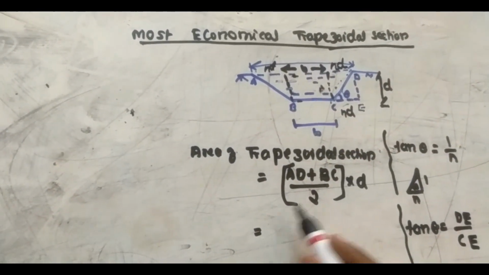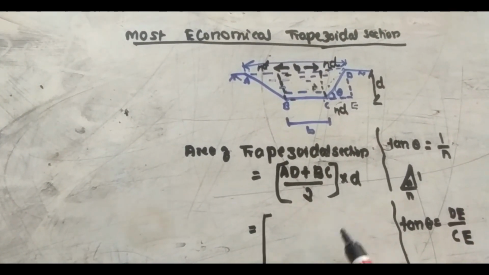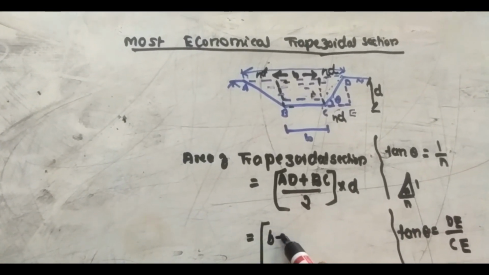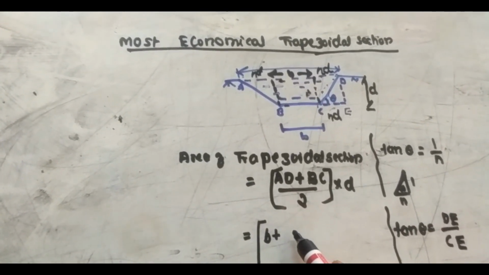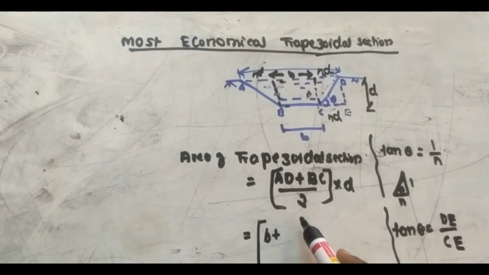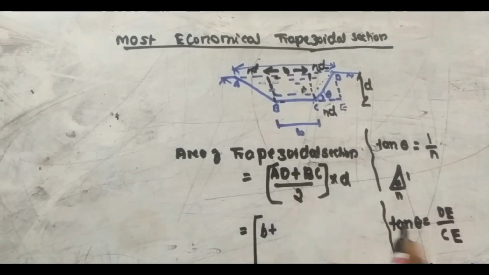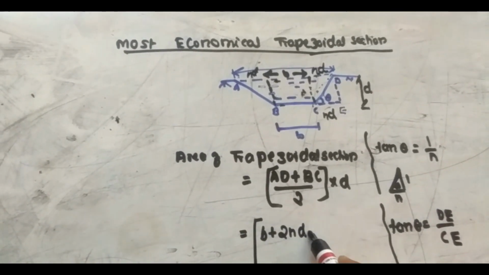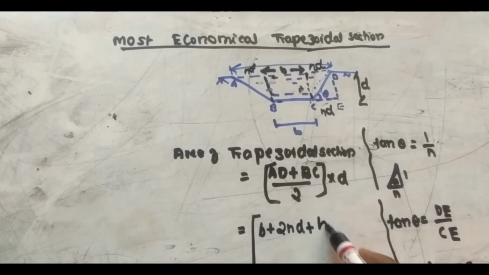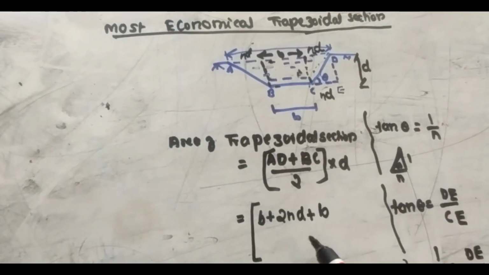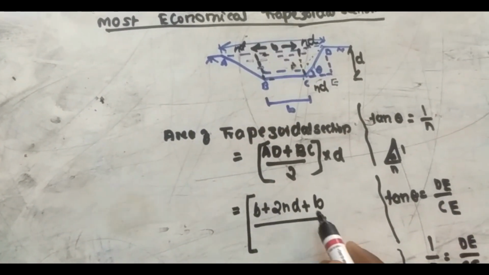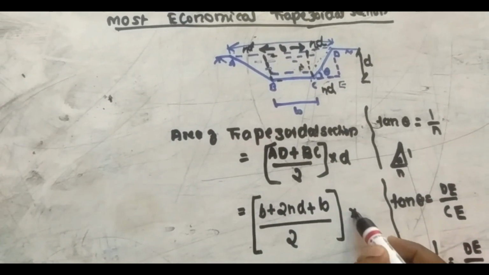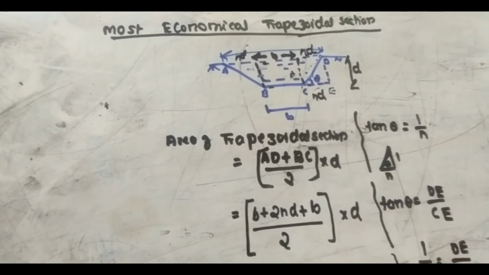AD is equal to, so I can write it, AD is equal to B plus ND plus ND. So it means we can write it as 2ND plus BC. BC means this is B, right? So divided by 2 into D. Is that correct?